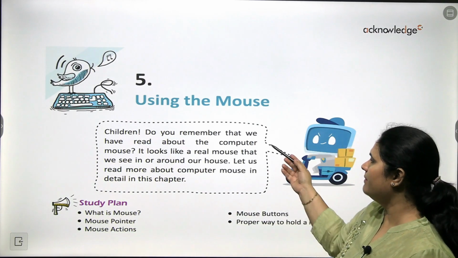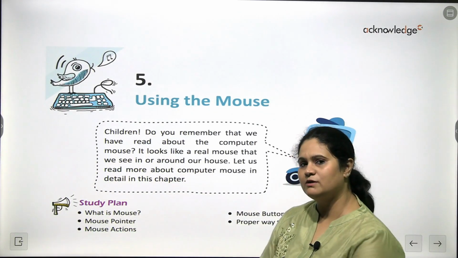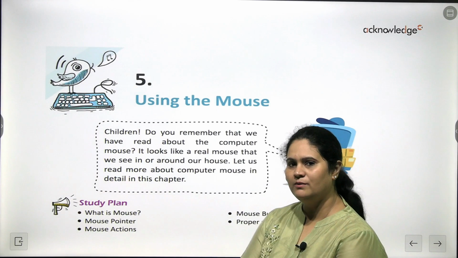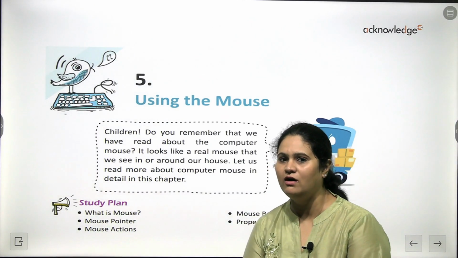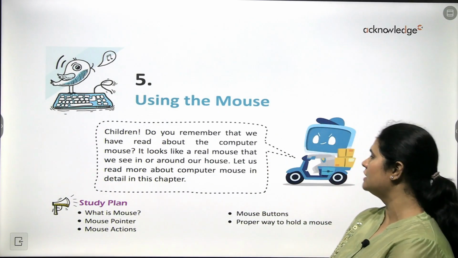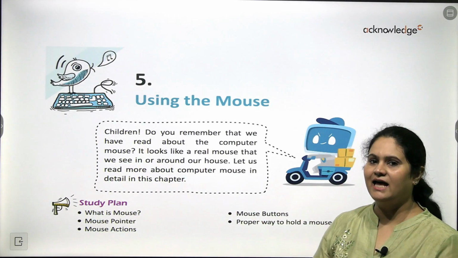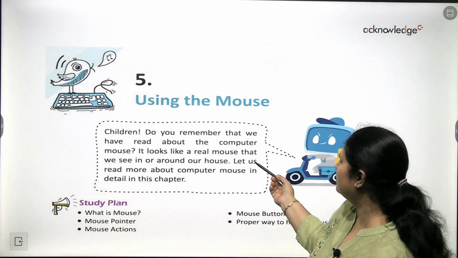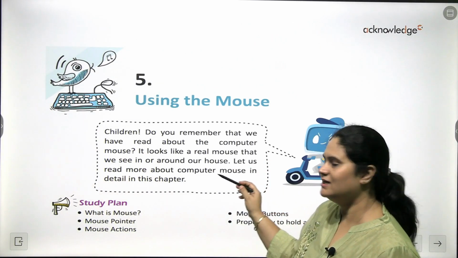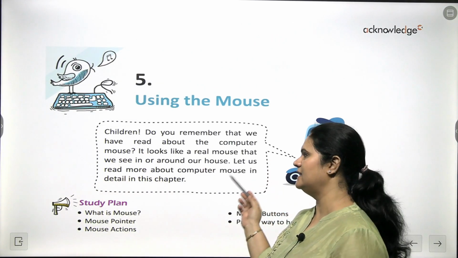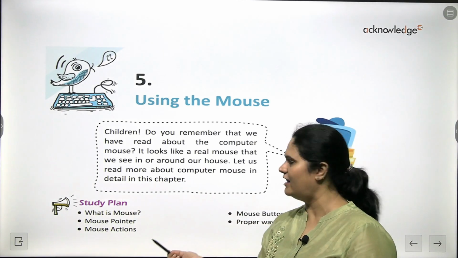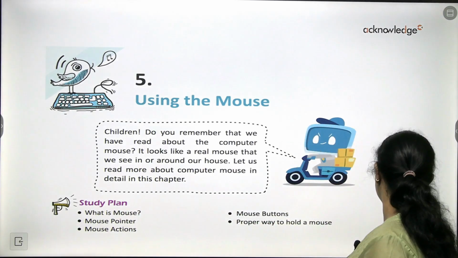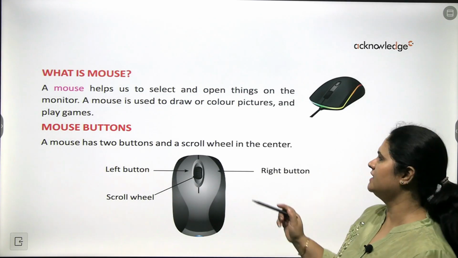Now, do you remember that we have read about the computer mouse in previous classes also? Yes. What is the mouse used for? Very good. It is used to select and open things that you see on your computer screen, right? So, what does it look like? It looks like a real mouse that we see in or around our house. So, let us read about this in more detail.